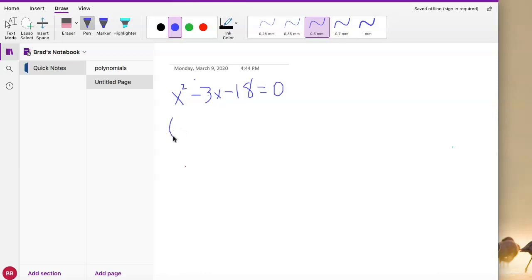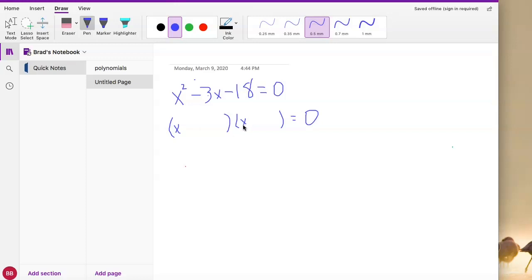The first thing you want to do on this is get your parentheses set up, because this is what we're going to be doing, and equals 0. Okay, so we know that we're going to start with the x squared. We know that x times x is x squared, so we're going to put these guys right in there. x times x is x squared.